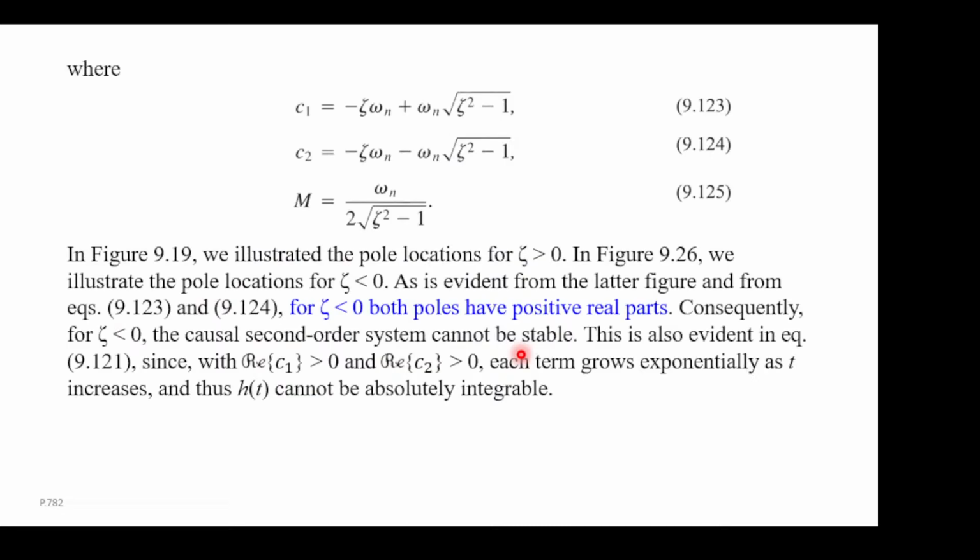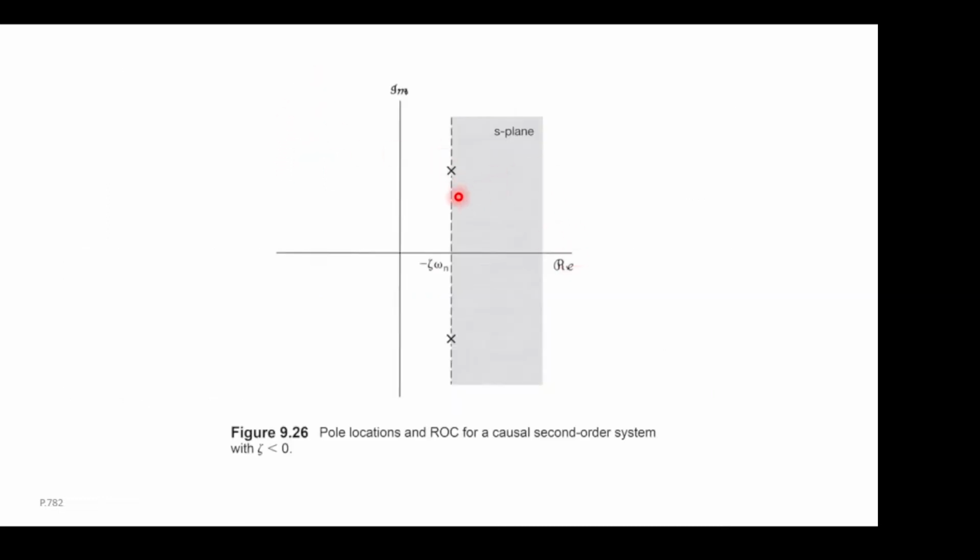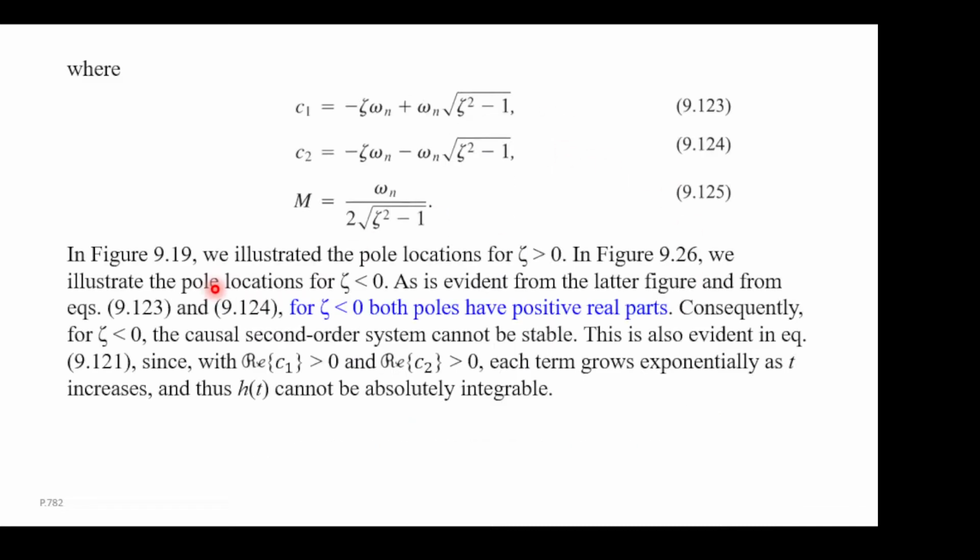Okay. And when will that happen? Omega should always be positive. So if omega is positive and eta is negative, then negative times negative becomes positive. So if eta is negative, then your C1 and C2 will have a positive real part, and your causal system will be unstable. So that's bad, and that's why we didn't consider it.